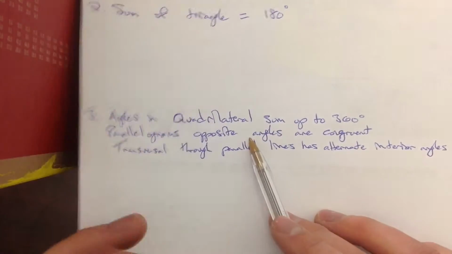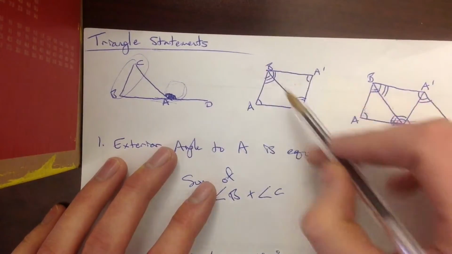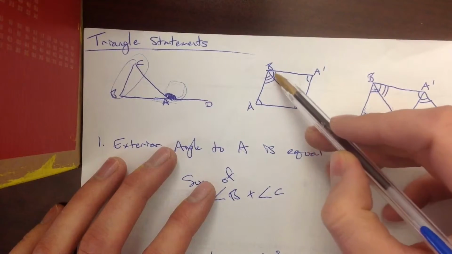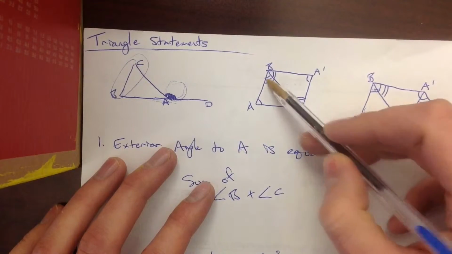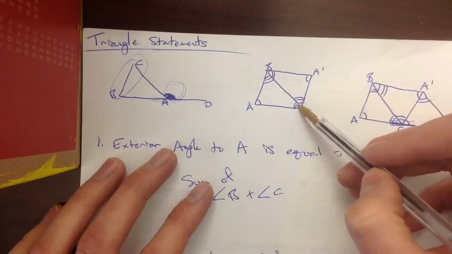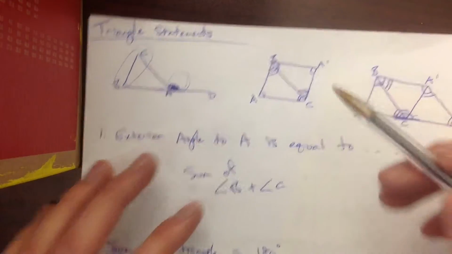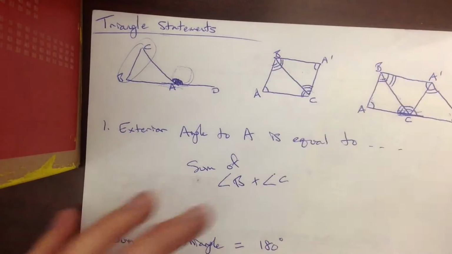Parallelograms have opposite angles that are congruent. Well, once again, looking at the shape, if we have this parallelogram and these two angles are involved to make this angle, and these same two angles are involved to make the opposite, then these are congruent. Likewise, A and A are congruent to itself, and this is always the case.